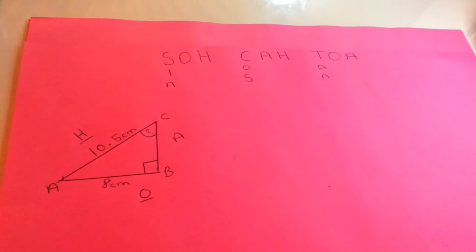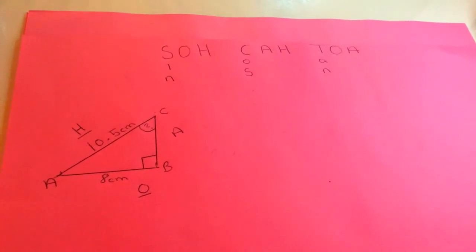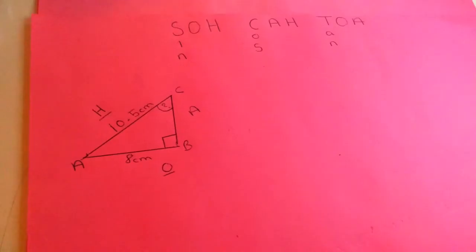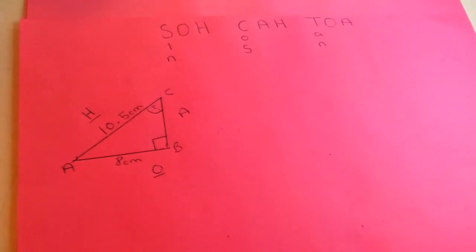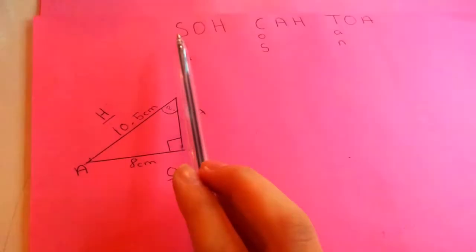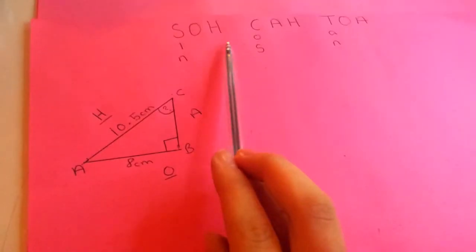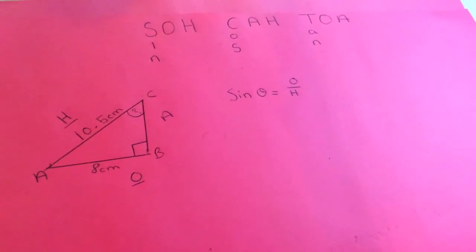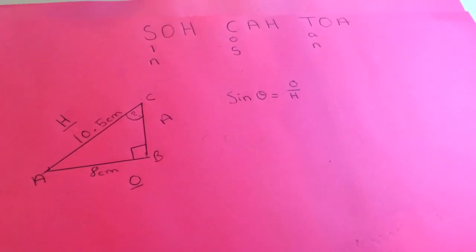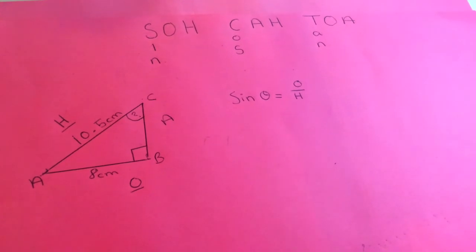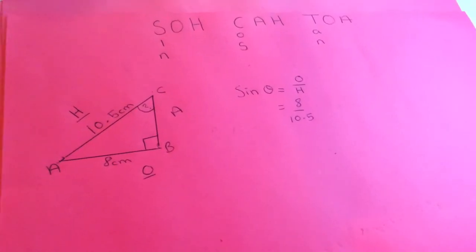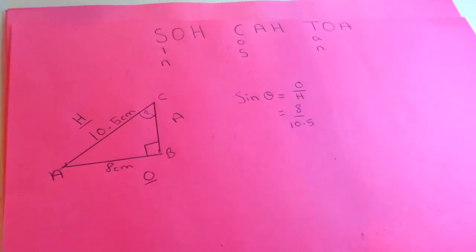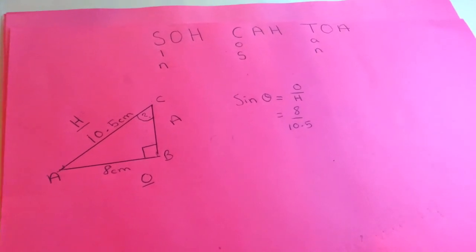But in this case, we only need the hypotenuse and the opposite, so we underline these. Then we look back at our SOHCAHTOA and have a look at what section has O and H in it. This would be the first one, which is sine. So then we write sine theta equals O over H. We then fill in the numbers, which we have put 8 over 10.5.